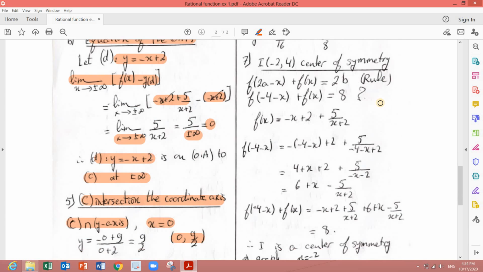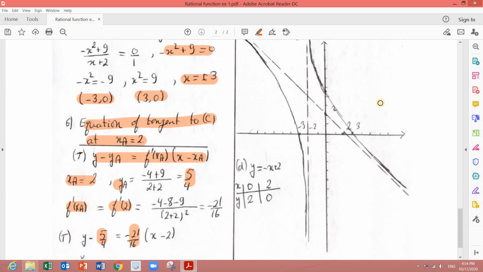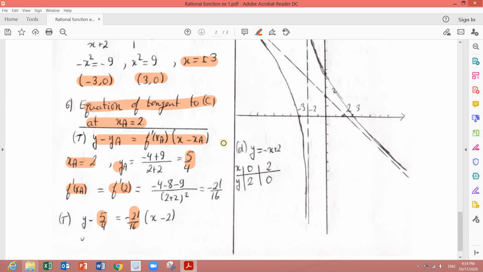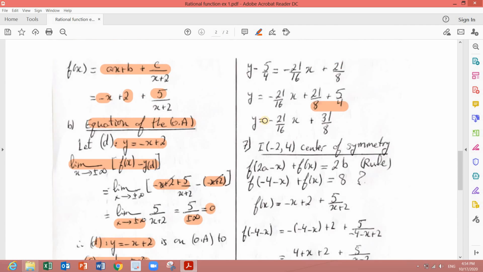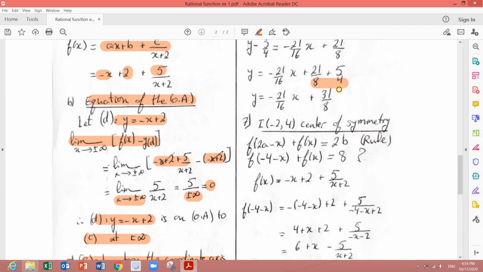So don't forget, the equation of the tangent is y minus ya equals f prime of xa times x minus xa. Xa is given, so we have to determine ya and the slope, which is f prime of xa. Ya is determined by replacing x by its value in the function, and f prime of xa is determined by replacing the value of x in the derivative.